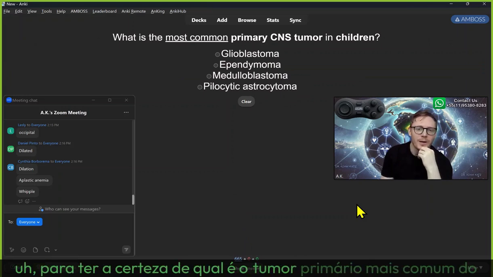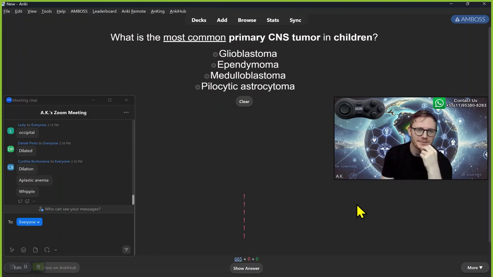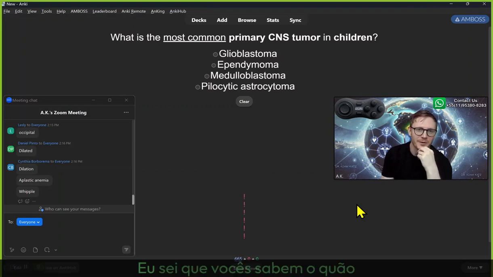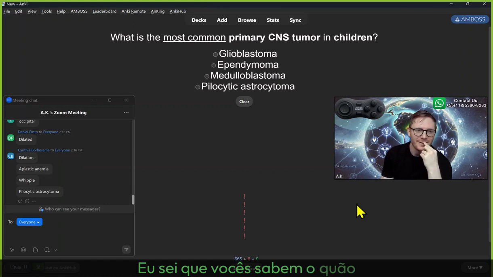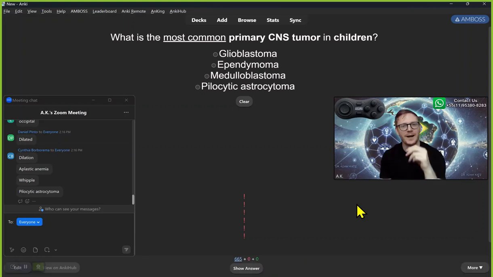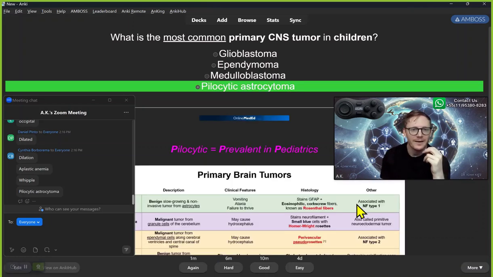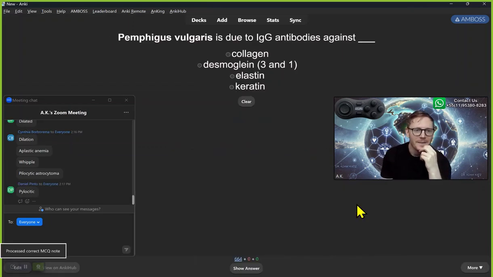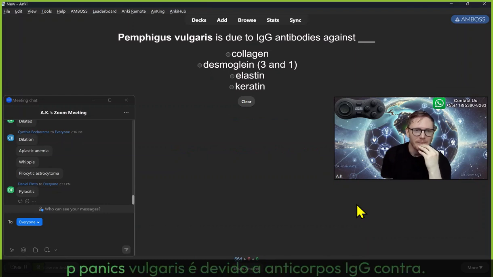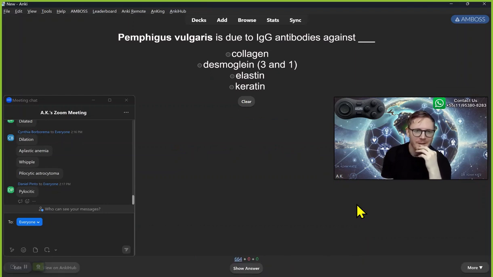What is the most common primary CNS tumor in children? This is a good one to know. You guys know? Pilocytic. I think, yeah, for children, that's correct. For adults, it'd be glio, right? Yeah, exactly, Daniel. Exactly. So pemphigus vulgaris is due to IgG antibodies against what?